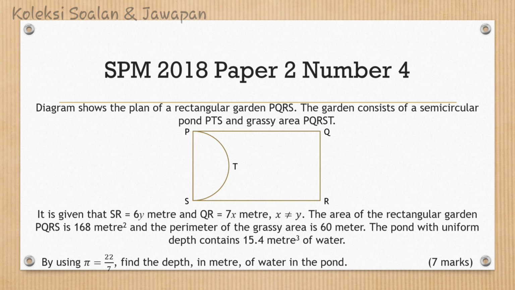area is 60 meter. The pond with uniform depth contains 15.4 meter cube of water. By using pi equals 22/7, find the depth in meter of water in the pond.